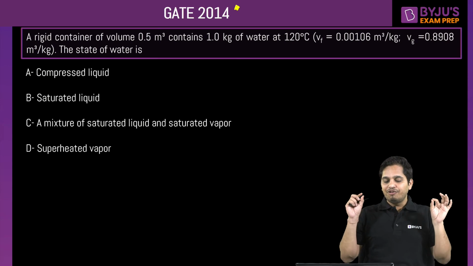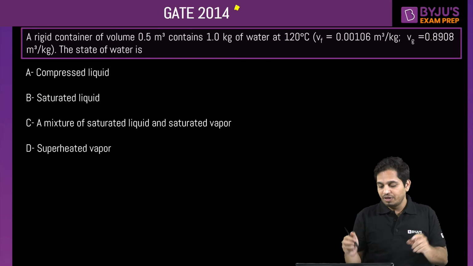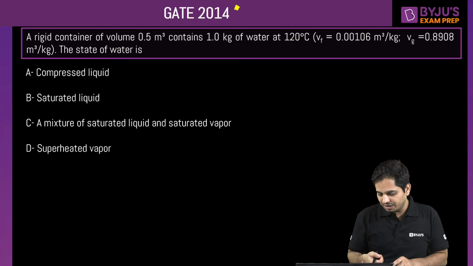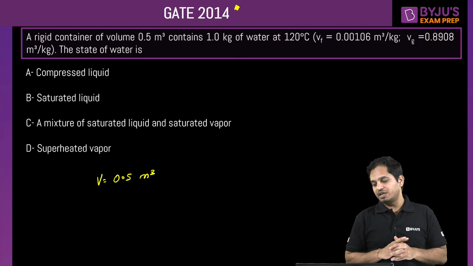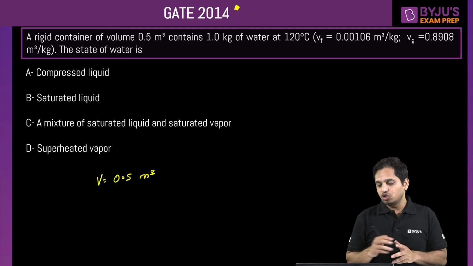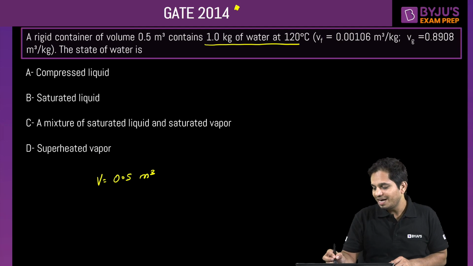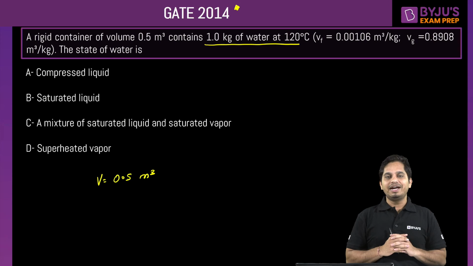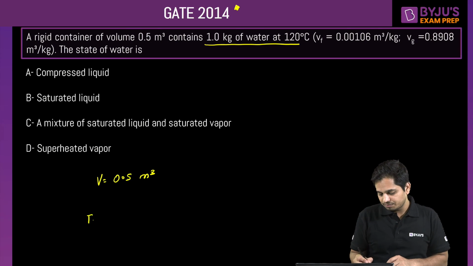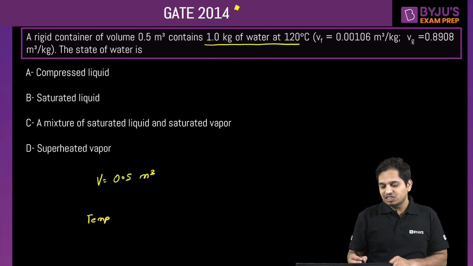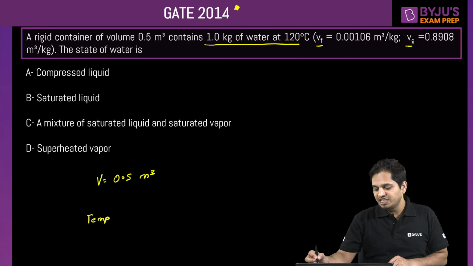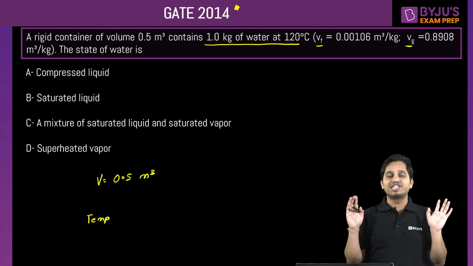We have a rigid container of volume 0.5 meter cube that contains 1 kg of water at 120 degrees Celsius. So temperature is known to us, and they are saying its Vf and Vg are known. What is the state of the water?